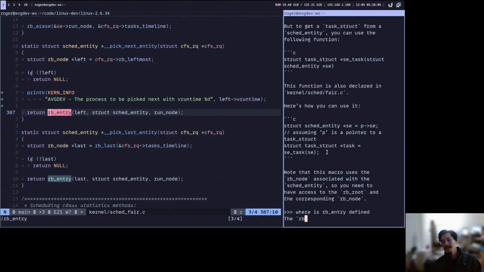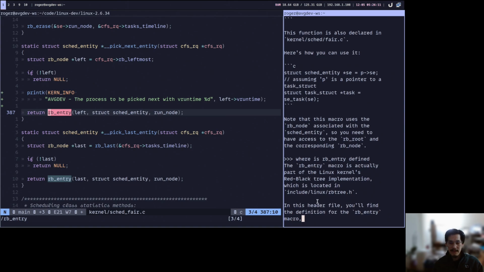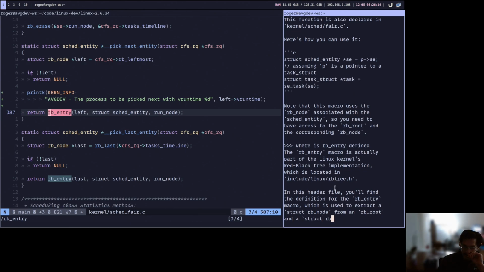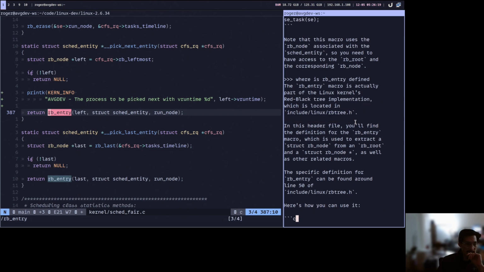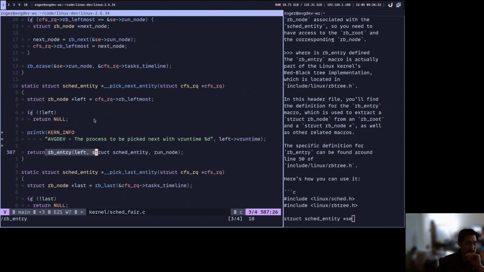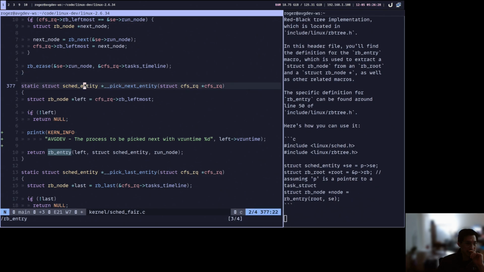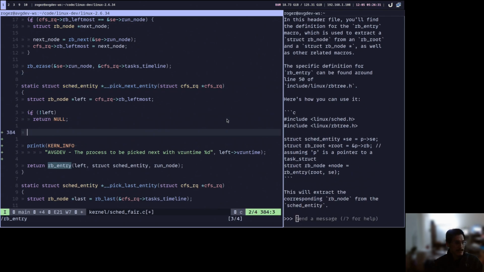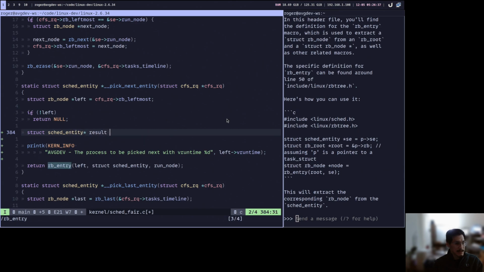Because left was just the rb_node. We want to get the rb_entry of the sketch entity. So, oh, it's defined in that generic data structure, so we have to kind of get it. Okay, so we can just assign this a variable. We can trust that this is a sketch entity because it does return the sketch entity here. So then we can do something like this: struct sketch entity result, and that's going to be rb_entry left, struct sketch entity, which is the type here, and then the run node.